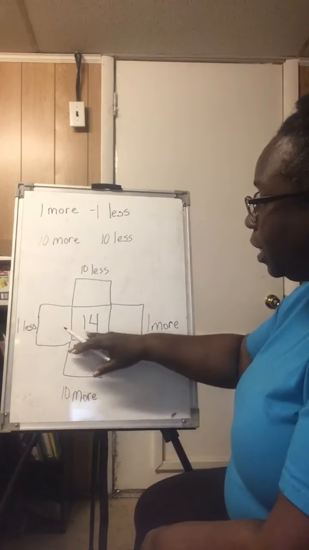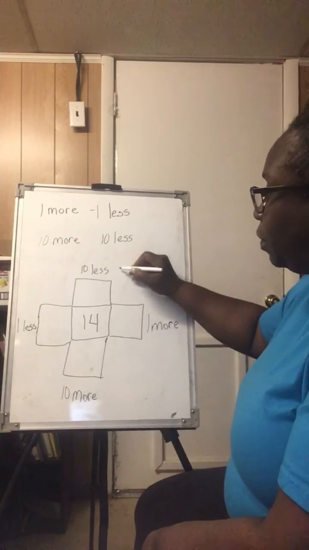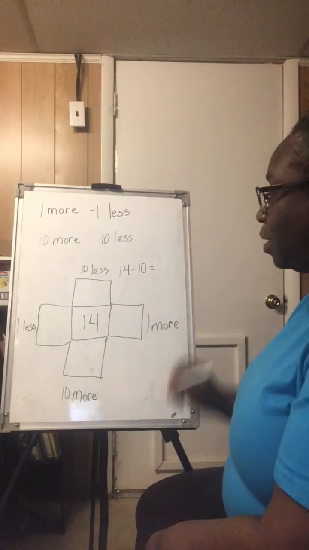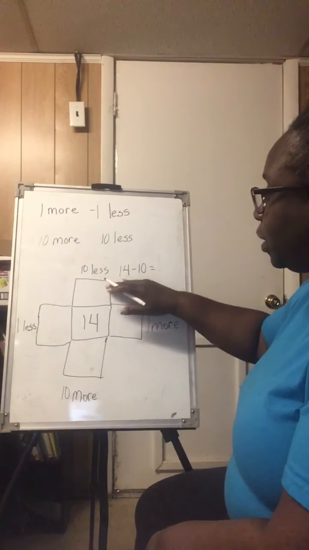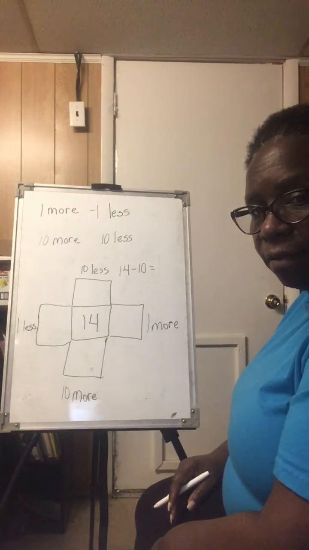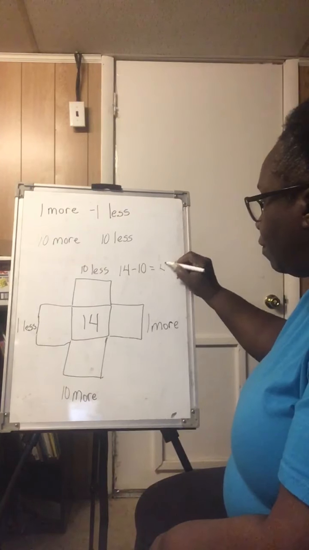So what's 10 less than 14? Which is 14 minus 10. So if I had 14 birds, 10 flew away, how many would I have? I have 4.